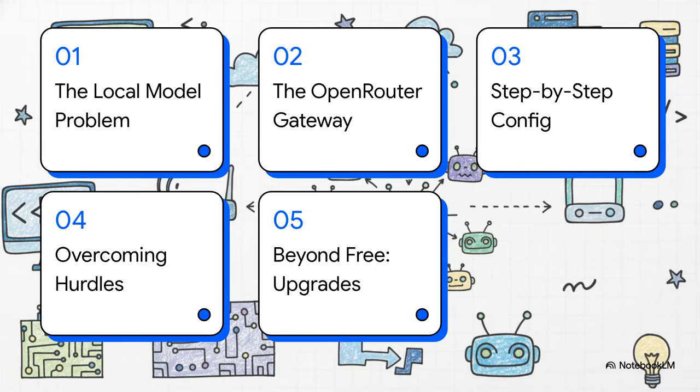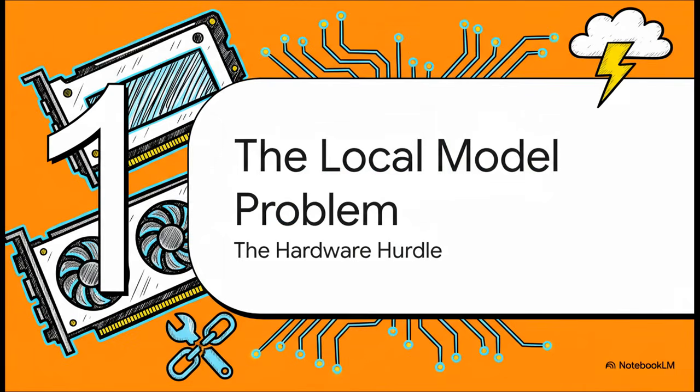So here's the plan for today. First, we'll tackle the big problem: why running these models on your own computer is so tough. Then we'll introduce the solution, a really clever gateway called OpenRouter. After that, I'll give you the step-by-step setup. We'll even cover a few common hurdles you might run into. And finally, we'll look at how you can go beyond free and get some seriously smart, low-cost upgrades. Okay, so let's dive in.